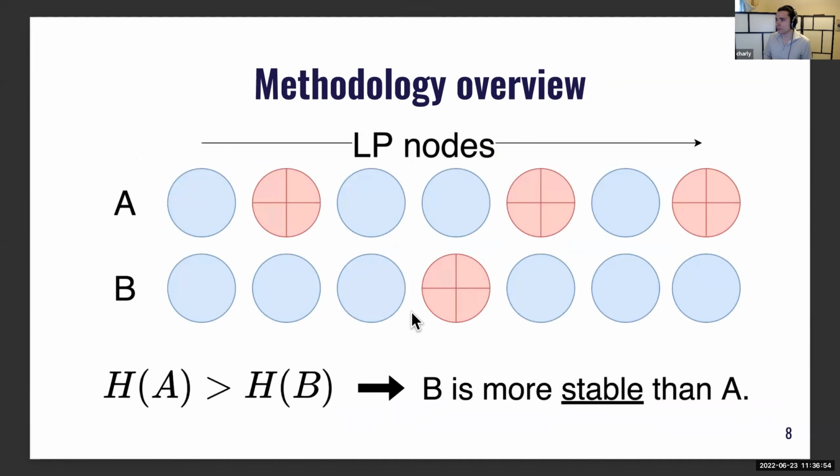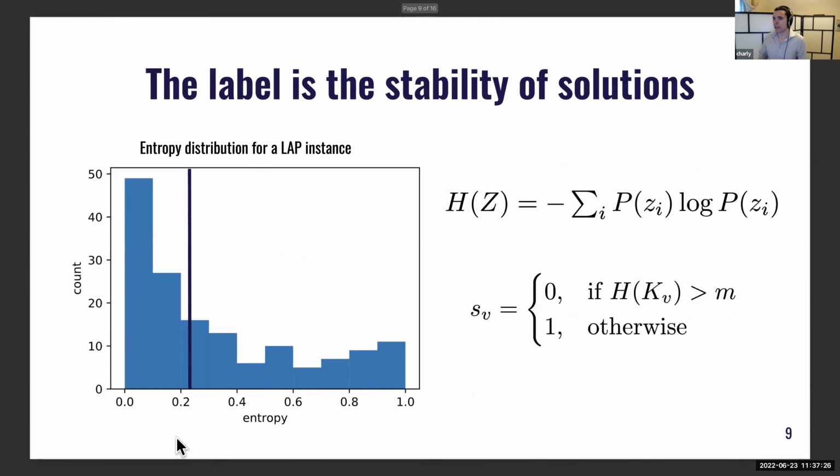To give an idea, we make a basic assumption that the solutions in the LP nodes that we visit are random variables. Then we compute the entropy of different objects, like A and B. Here, the entropy of A is greater than the entropy of B. What that means is that B is more stable than A, and therefore there's less uncertainty associated with B. It's less risky to make an assumption about the solution of B. So the label here is the stability of solutions.